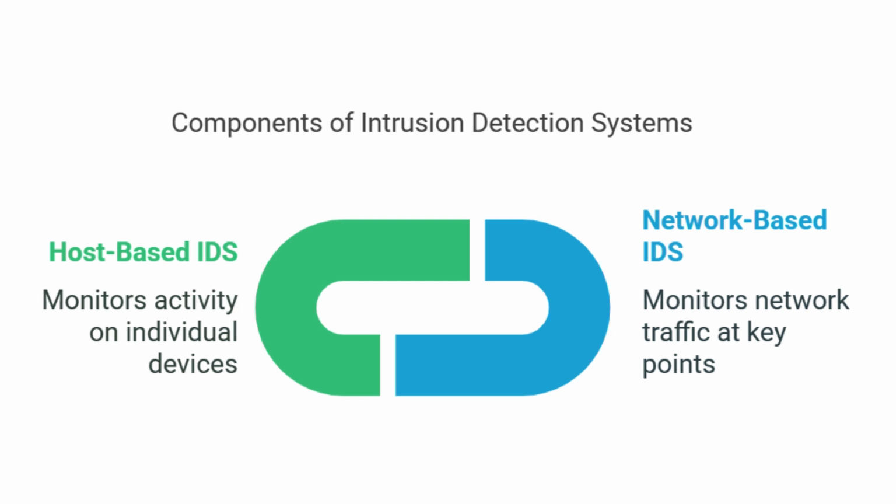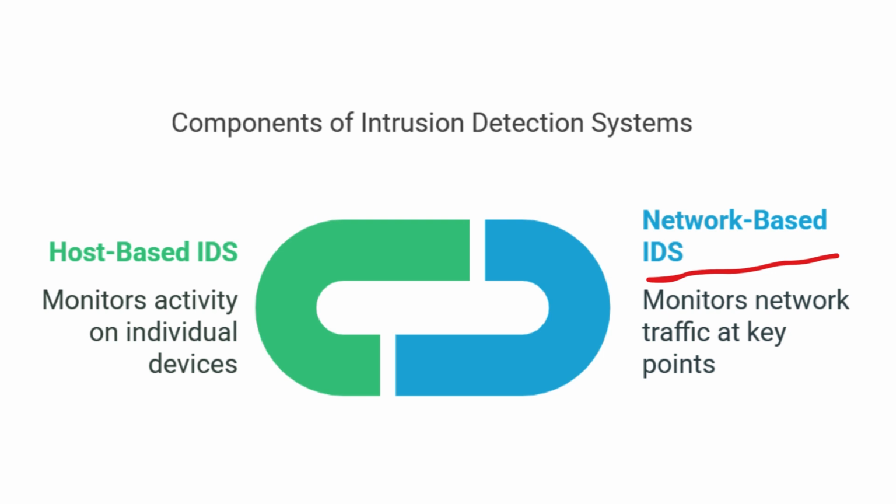Now, let's look at the two main types of IDS: the network-based IDS, NIDS, and the host-based IDS, HIDS. A network-based IDS is placed at key points in a network, such as near firewalls or gateways, to monitor all incoming and outgoing traffic. How does NIDS work? It analyzes packets moving across the network. It looks for attack patterns in the data. And if it detects a suspicious activity like a denial-of-service attack or data exfiltration, it raises an alert.